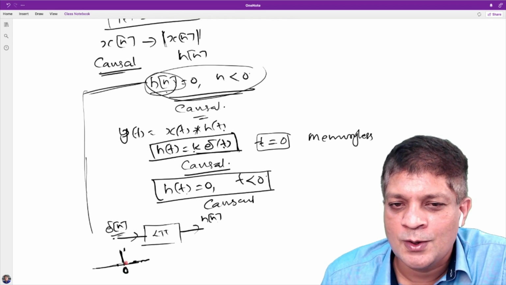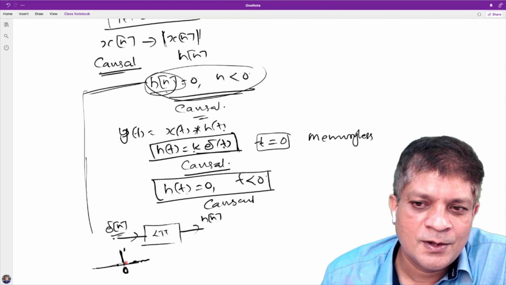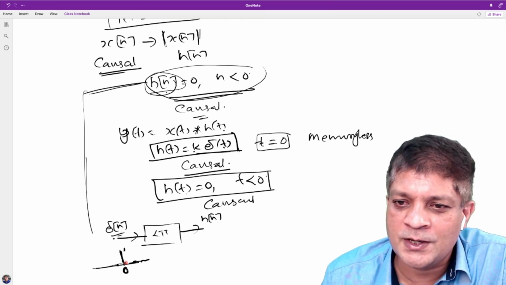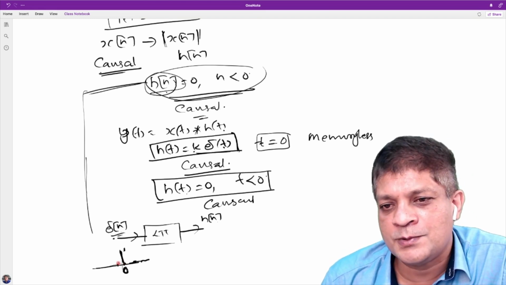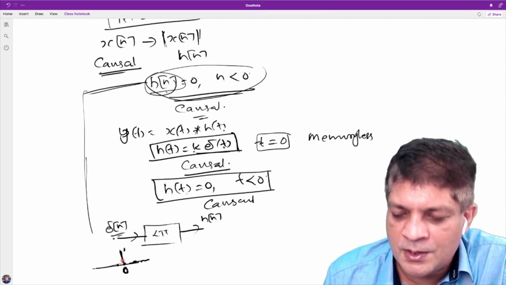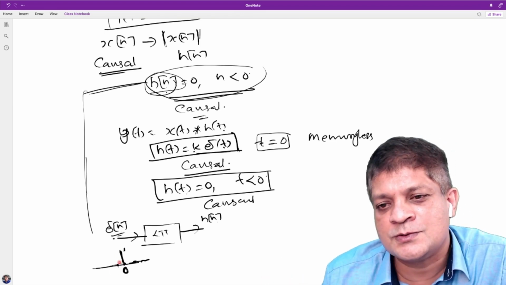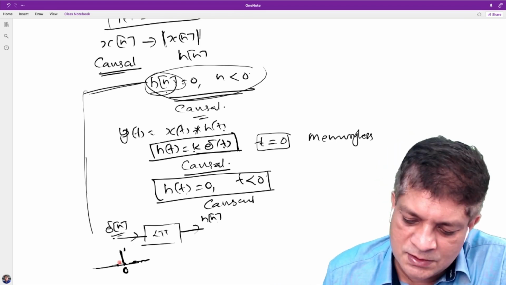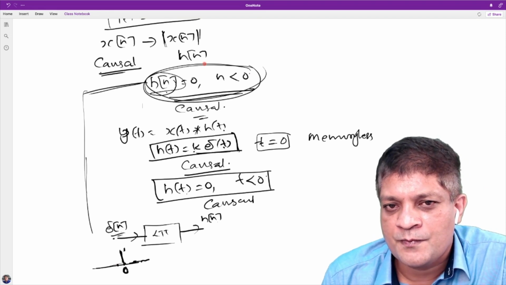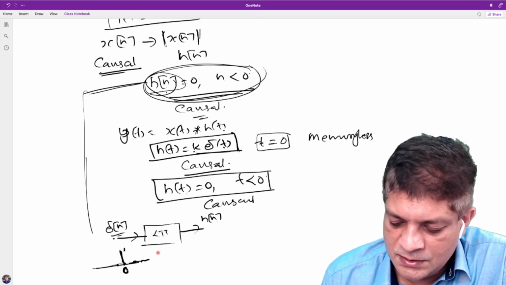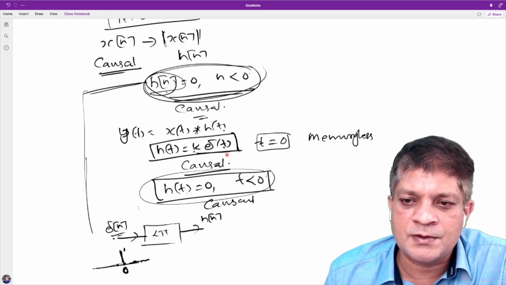So what is causality? The output at any instant of time should not depend on the future values. So we can say that the output should not occur before we apply the input, isn't it? The input starts from here. Here it is only one sample. So the output also should start only after that point. That is this condition: h[n] should be 0 for n less than 0. Okay, that is the condition for causality, and we can easily verify these conditions graphically also.